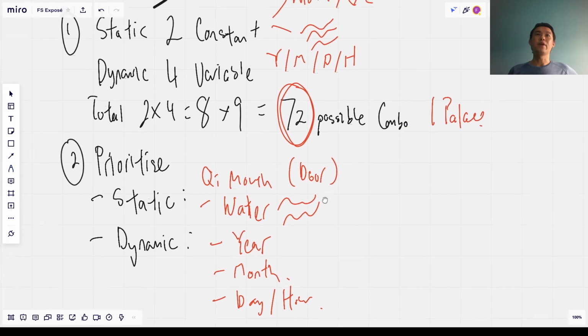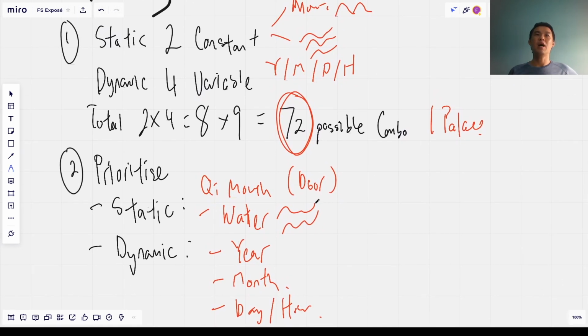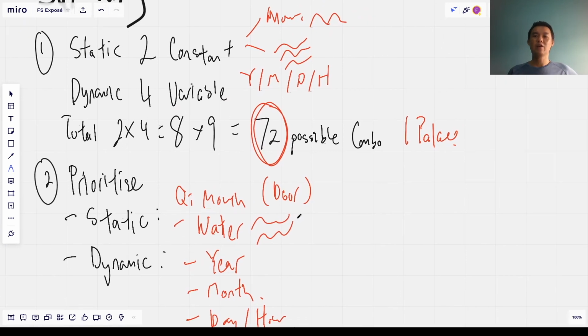So to recap, we use the dynamic chart in tandem with the static chart to forecast the trigger of something bad that's going to happen. Due to the number of combinations and the number of dynamic stars that can come into pairs, which can go up to four dynamic and 2 constant, if you pass the period 3, you can actually have 7 times 9. 8, 72, it's just crazy. So what we do is we prioritize.